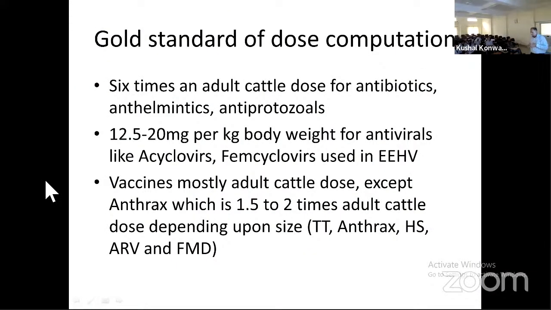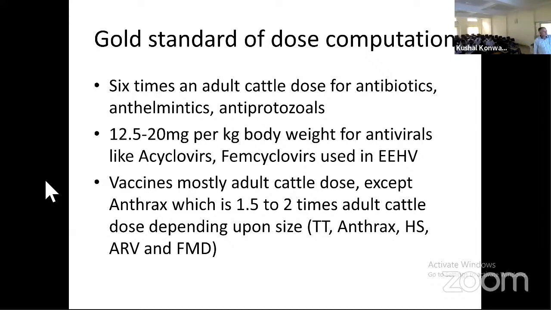Another thing, particularly a question for students, is the dose computation. Proper body weight of that animal is not very important, but one guiding principle is that elephants have a low BMR, so the overall dose is somewhat less. The biggest elephant will get 6 times the adult cattle dose for antibiotics, anthelmintics, and antiprotozoals. As the elephant is smaller, you adjust the dose accordingly: 6 times, 5 times, like that.